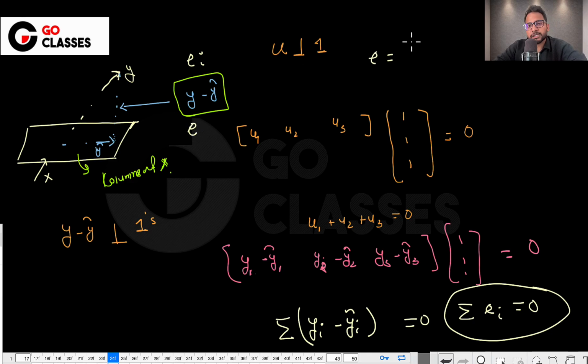So the error vector is basically E1, E2, E3. E1 is y1 minus y1 cap, and E2 is y2 minus y2 cap. So basically this vector is perpendicular to 1, so the summation of all these values will be 0. That's how you can prove it. Why is it perpendicular to 1? Because we have the bias.